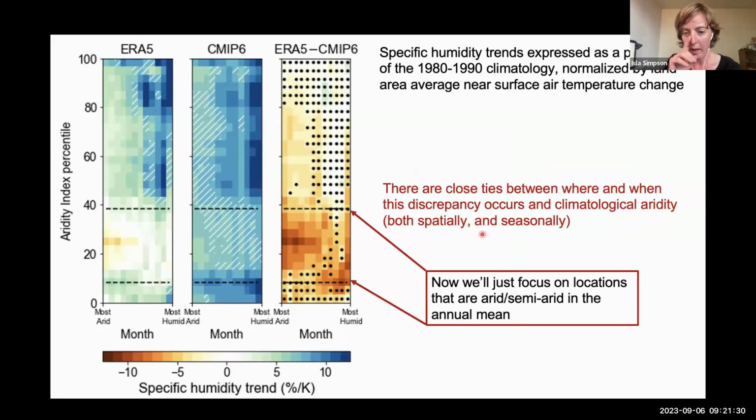So now I'm just going to finish up by focusing on regions that are arid and semi-arid regions of the world, looking at the annual mean.